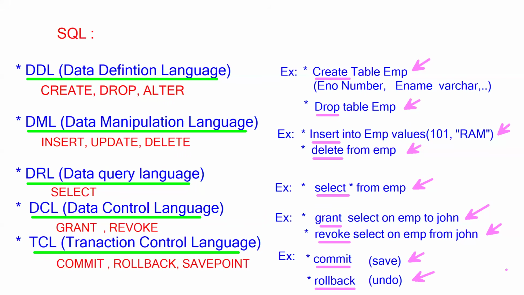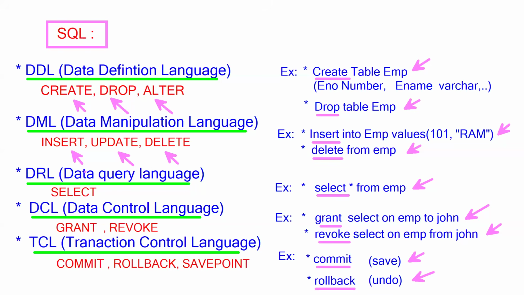See, we have a simple overview of SQL sub languages. What is the first one to discuss? Data definition language. Here we have a create command to create table, drop command to remove table, alter command to update table. We've seen examples here. Next one, DML, data manipulation language. We have insert command to insert data, update command to modify data, delete command to delete table data.